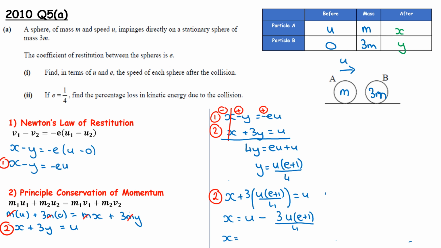So I'm going to multiply that by 4 and put it over 4. So we end up with 4u. I'm going to multiply this out: minus 3ue minus 3u all over 4. I'm beginning to see very quickly my 4's and u's look quite similar, so just be so careful with your own and following my work.